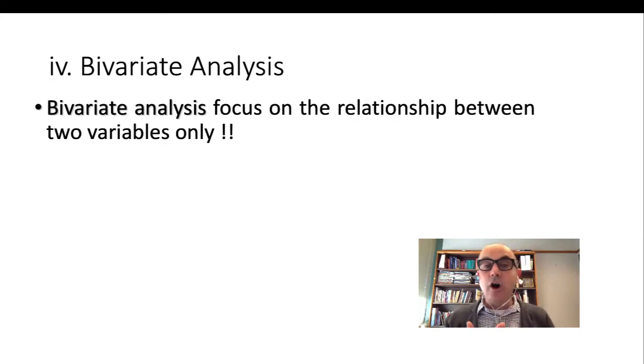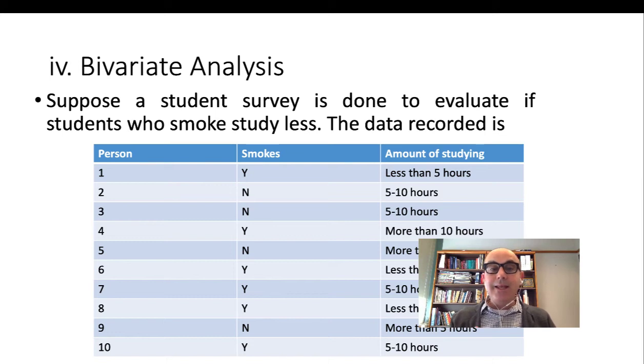Next is the idea of two variable, bivariate analysis. And in this case, we are using not only descriptive statistics, we can move on to a little bit more advanced statistical analysis. Example, suppose a student survey is done to evaluate if students who smoke study less. And this is the data that we have, the amount of studying and the amount of smoking and the person.